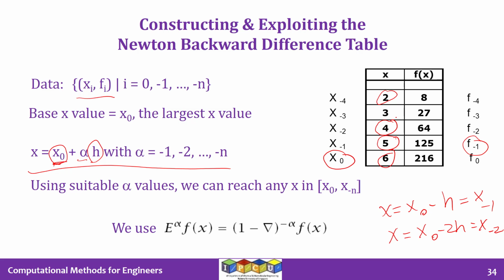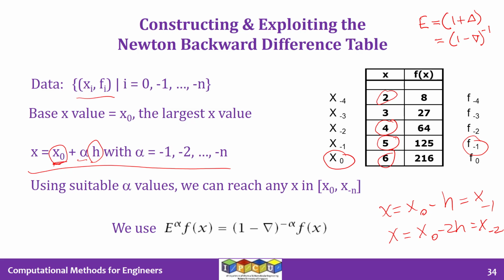And here we will use E to the power of alpha f of x equal to 1 minus the backward difference operator raised to the power of minus alpha f of x. Remember, we wrote two expressions for E. One expression was E equal to 1 plus delta, the forward difference operator. Another expression for E was 1 minus the backward difference operator, inverse.